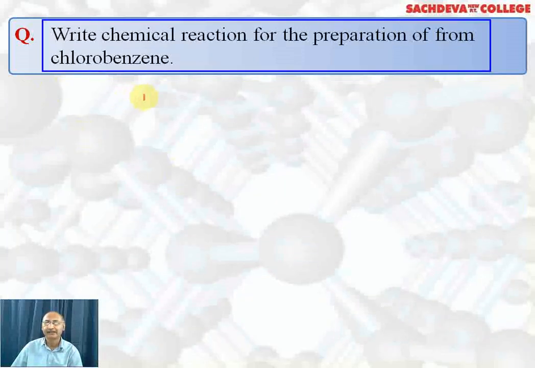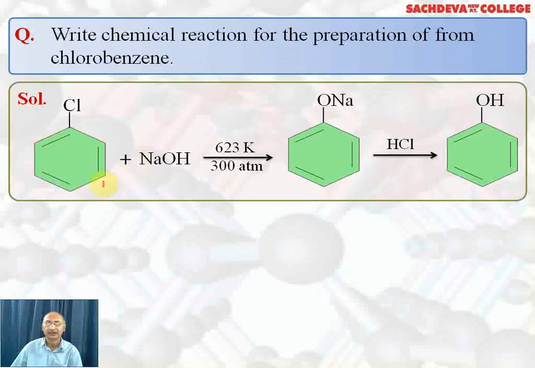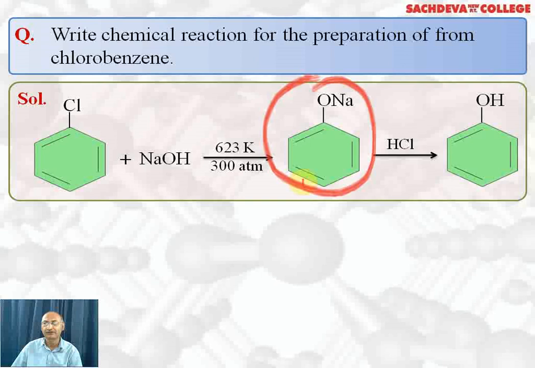Next, write the chemical reaction for preparation of phenol from chlorobenzene. Chlorobenzene plus NaOH at 623 Kelvin and 300 atmospheric pressure gives sodium phenoxide. On acidification, it will give you phenol.